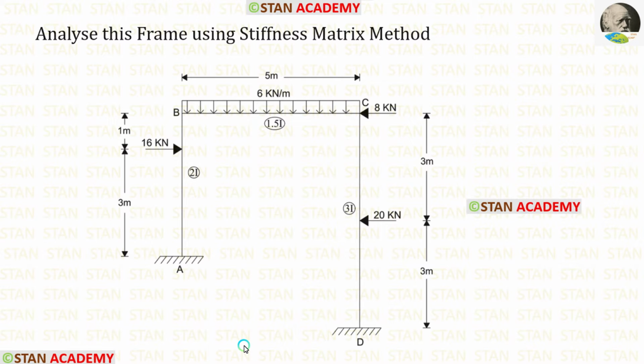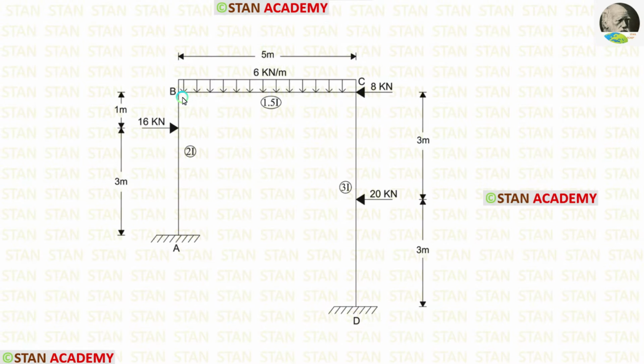Hello everyone. Today we are going to analyze this frame using the stiffness matrix method. Before analyzing, let us see the frame one time. In this frame, there are two columns, column AB and column CD. Also, there is a beam BC.